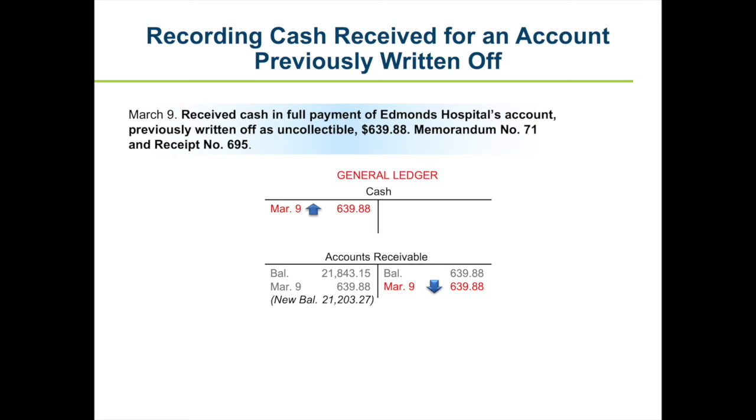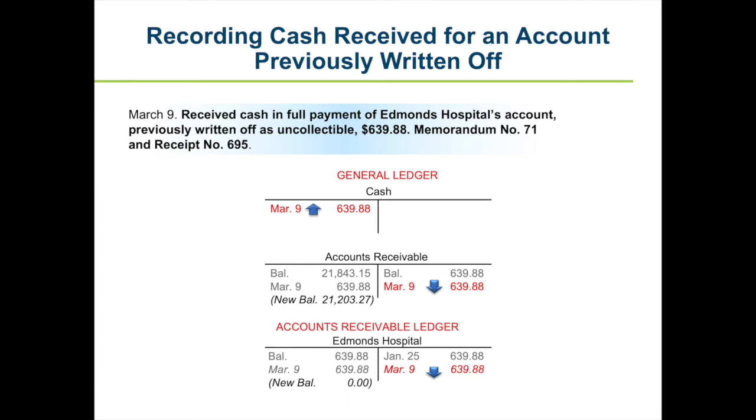Our accounts receivable is going to go down because your customer owes you less money. Also, Edmonds Hospital account is going to go down. And now you can see the entire history of Edmonds Hospital. They had a balance. You closed out their account because you didn't think they were going to pay it. They came back in, they reopened it, and now they paid it off. And their balance is 0 right now.